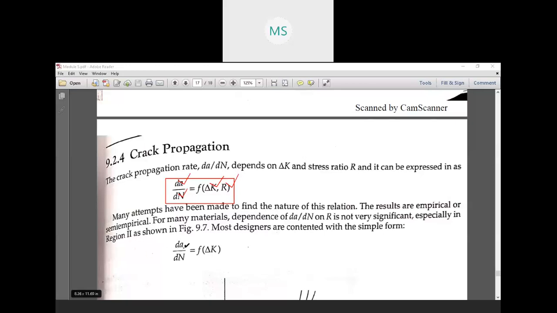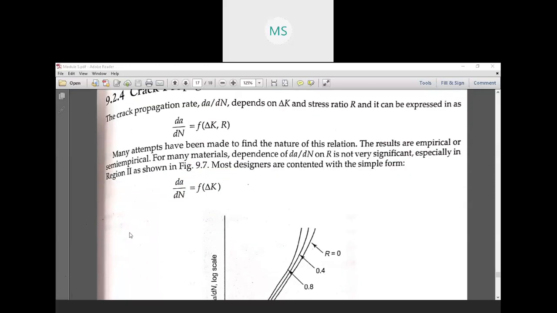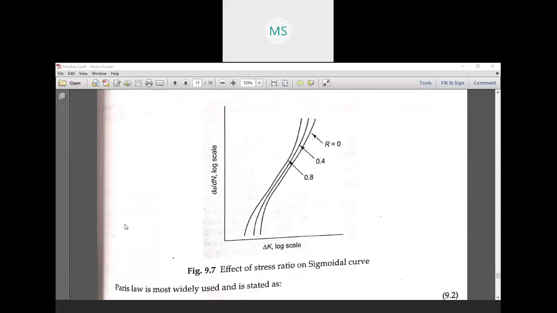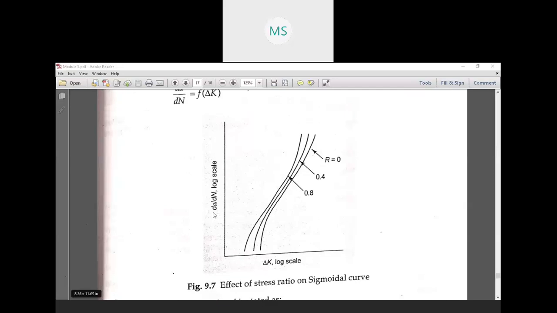The results are empirical or semi-empirical. For many materials, dependency of dA by dN on R is not very significant, especially in the second region, which, if you remember, I am saying again, is known as the Paris law. In that, dA by dN is directly a function of del K. So we have plotted the graph: on the x-axis we have del K, the intensity factor, versus dA by dN in the y direction.